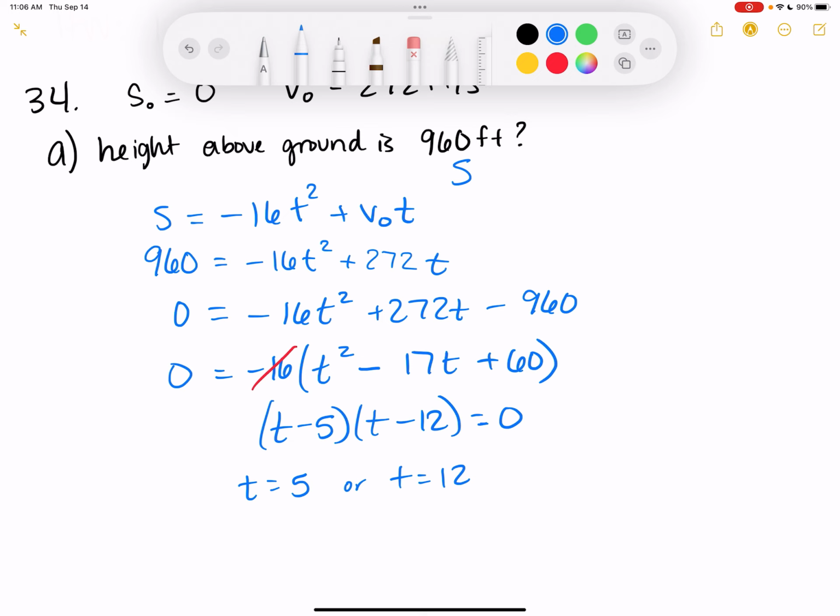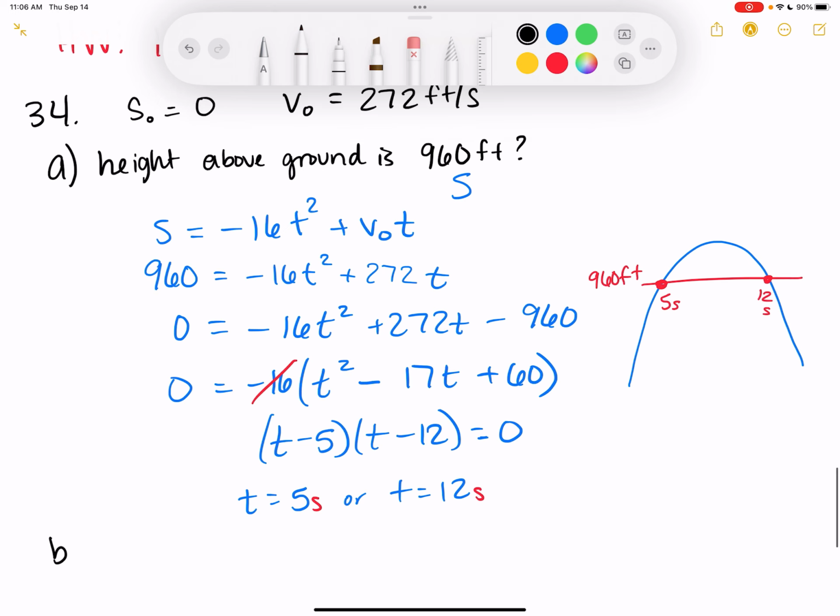So again, that basically tells us, just for a reference, that 960 feet is here, and so right here and right here, it's exactly 960 feet, and that would be at 5 seconds and 12 seconds. So I should put units on those. Following so far? All right.